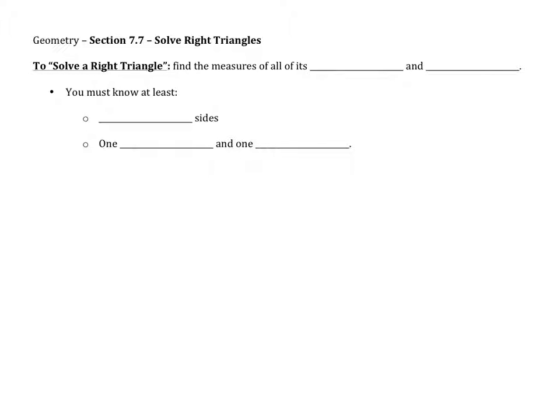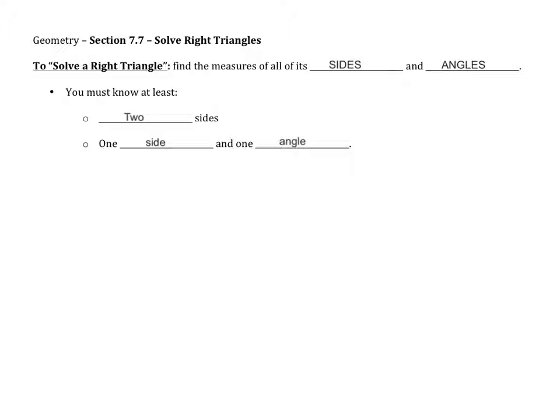The last section of this chapter, section 7.7, has us solving right triangles. To solve a right triangle, you're going to find the measures of all of its sides and angles. So again, by the time you've solved a right triangle, you should have the measures of all three sides and all three angles. In order to do so, you must know at least two sides or one side and one angle.